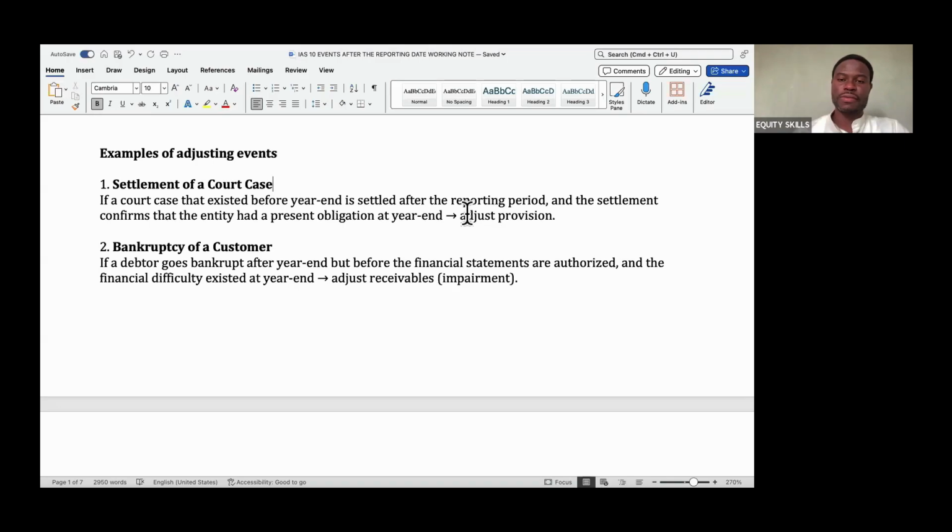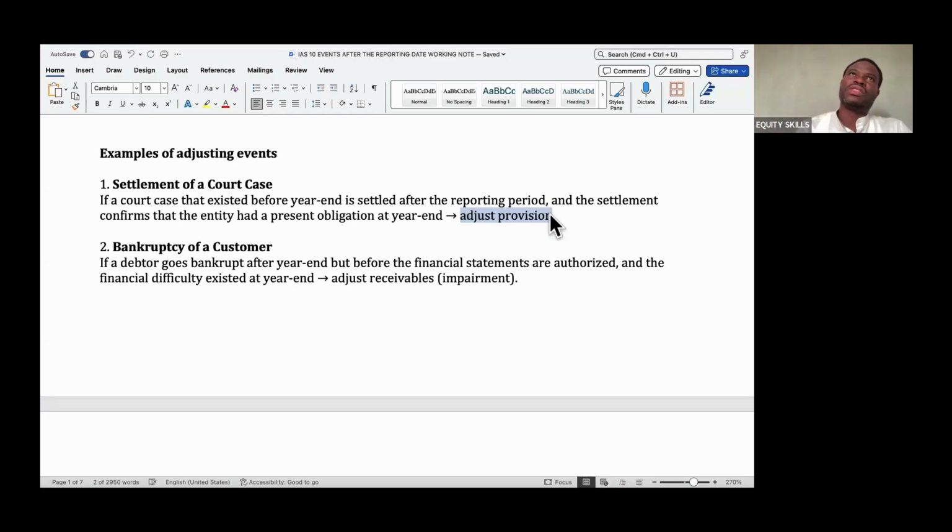So in this case, we might need to adjust our provision that we might have made. We will need to update it to show the actual amount that we are now settling. Or probably we will need to cancel out our provision or update it, if the settlement would happen much later in the future, but I mean, we need to settle. So for that reason, we will need to adjust that provision.